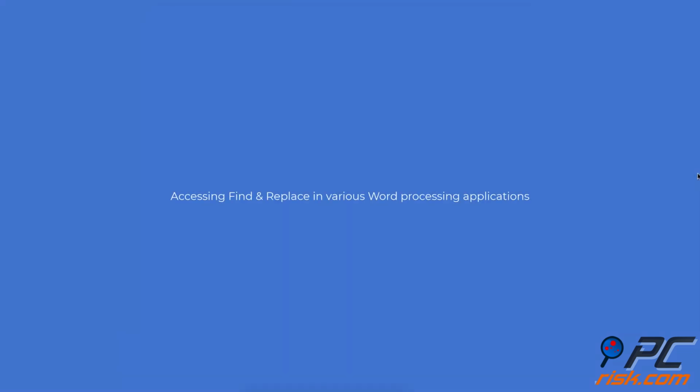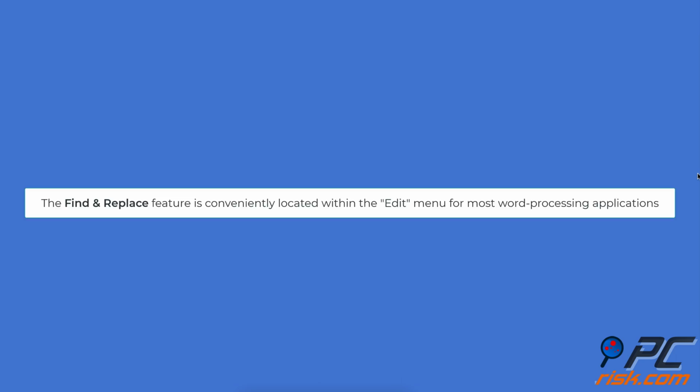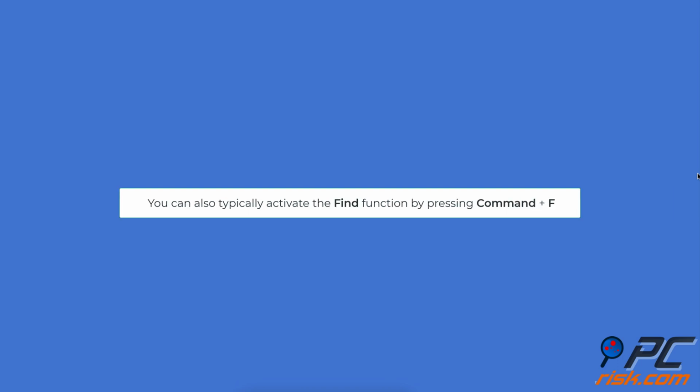Accessing Find and Replace in various word processing applications. The Find and Replace feature is conveniently located within the Edit menu for most word processing applications. You can also typically activate the Find function by pressing Command+F.